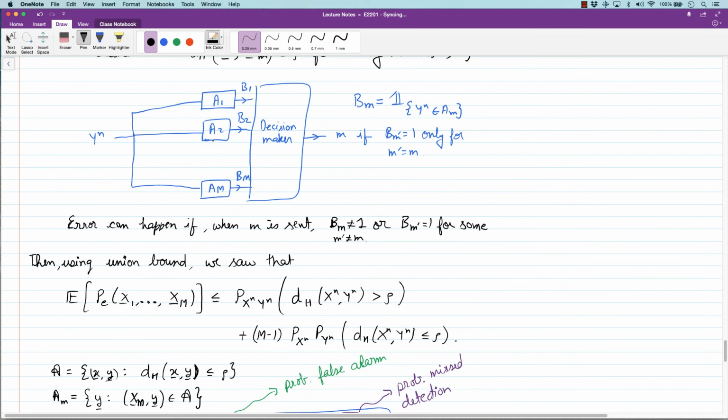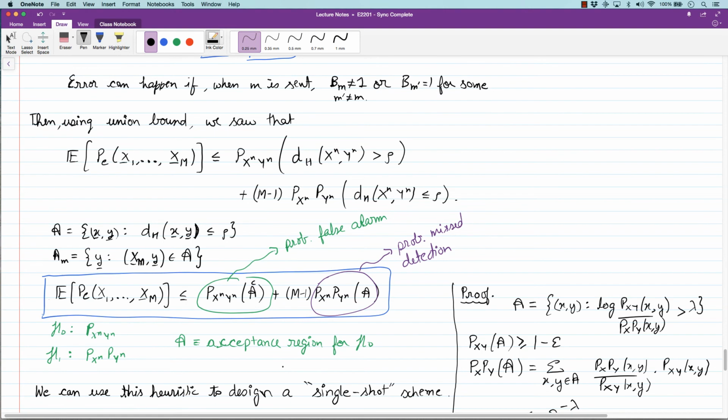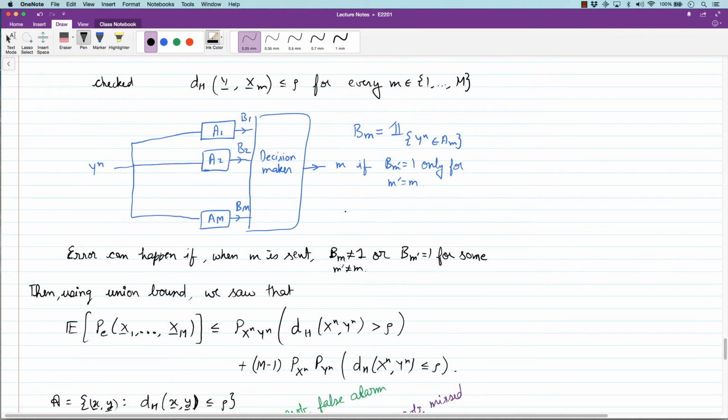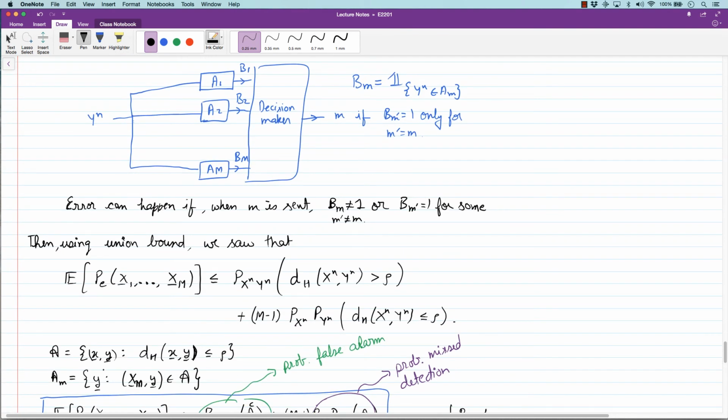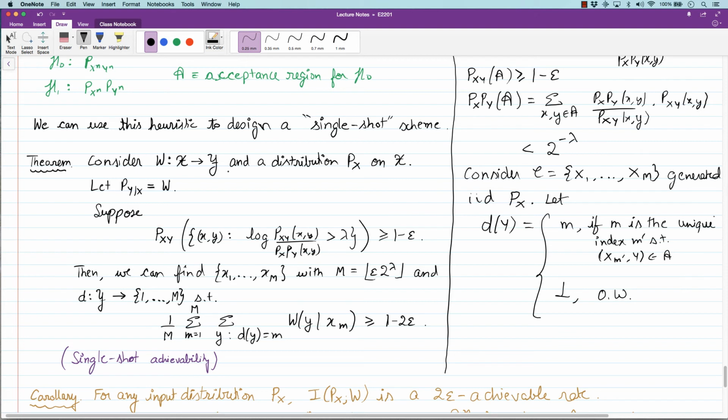Okay, so this is exactly the structure that we had here, this one here. So you declare this an acceptance region and you declare this guy if both xm and y belong to this A. That's the structure we had. That's A_m here. Okay, this is our decoding rule. And following exactly the same calculation as what we had for the binary symmetric channel, the expected probability of error over x1 to xm can be bounded.